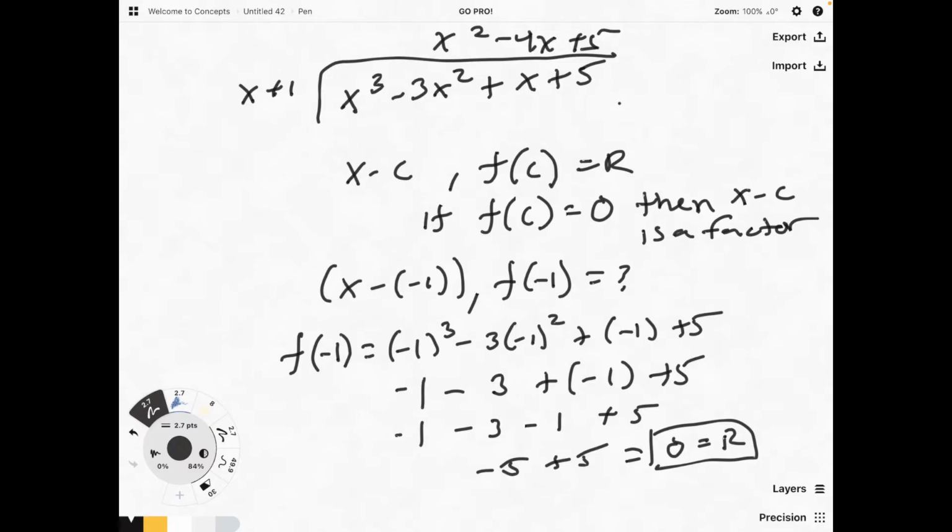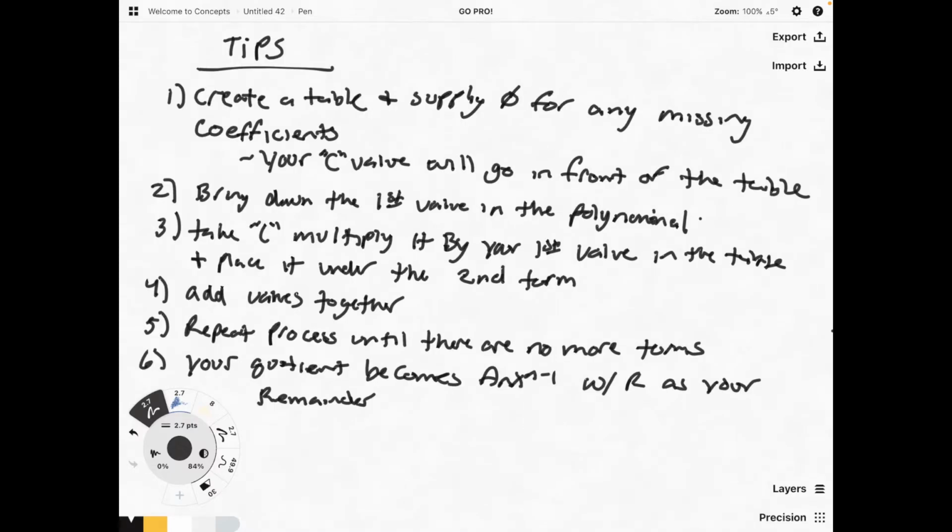Now that we understand some special properties, let's look at synthetic division, which is going to help us solve long division a lot faster. Okay, so for synthetic division, we're still using the special property of x minus c. Synthetic division works if the function that's being divided is following that rule x minus c. If you have a polynomial that's divided by x minus c, then you can use synthetic division. For synthetic division, here are the tips that we're going to go over.